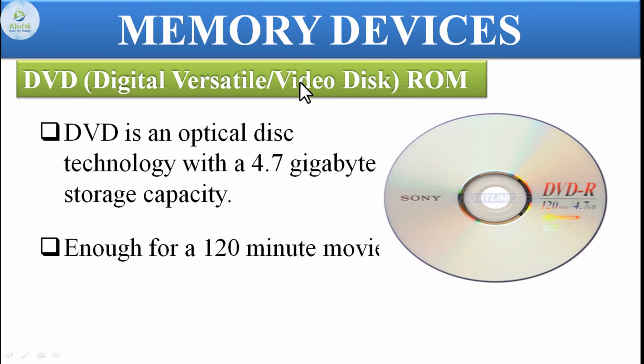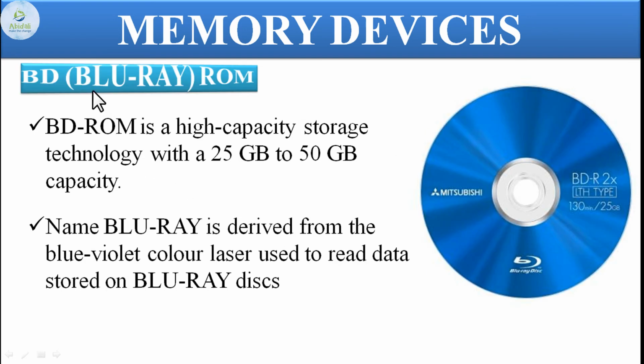The next one is the digital versatile disc, which we have already spoken about in the comparison. It is a kind of optical device which provides 4.7 GB of storage, enough for storing 120 minutes of a movie or video. Then comes the Blu-ray ROM or Blu-ray disc. These are highly capacious in terms of storage, providing 25 GB to 50 GB of capacity. The name Blu-ray is derived from the blue-violet laser which is used for reading and writing the information stored on the Blu-ray disc.